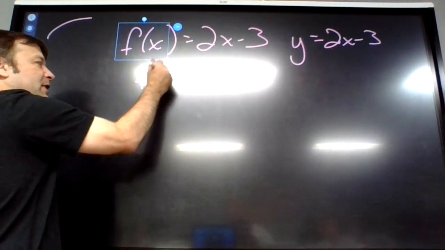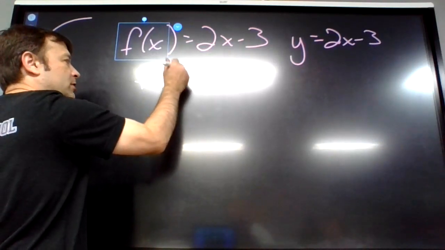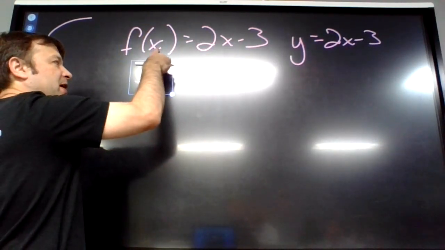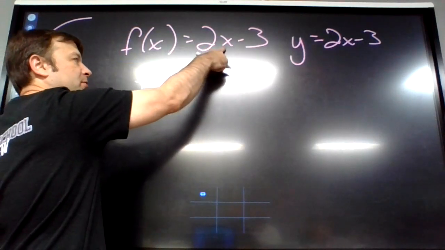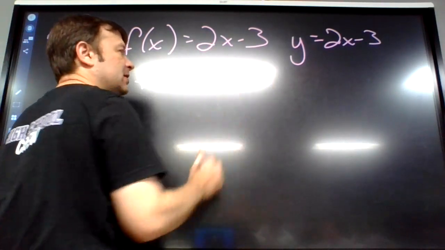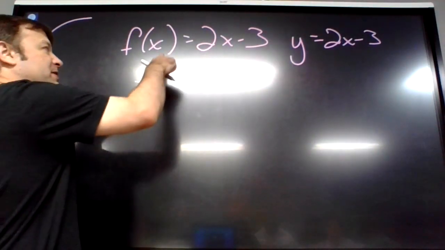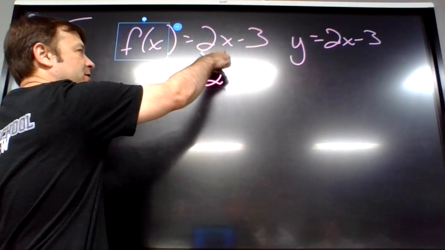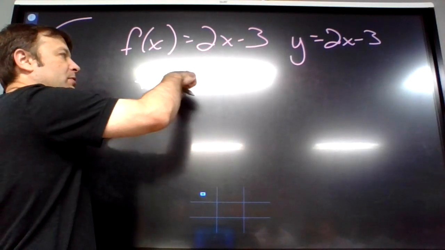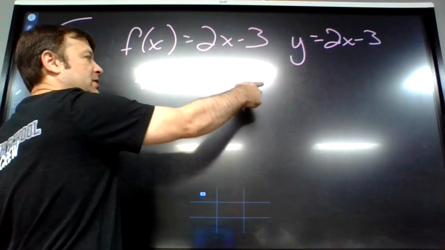So if they write, what's f of, well, let me use 4, that means what is f going to equal when I replace the x value with a 4? So all you do is plug in 4 right here. Have you guys done this before? You haven't? Okay. But does this make sense? If f of x equals 2x minus 3, find f of 4. F of 4 just means when we plug in 4 for x, what is this going to equal?